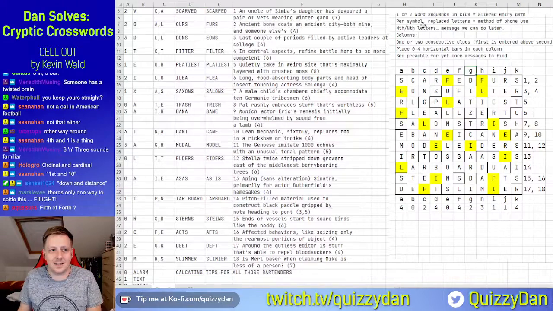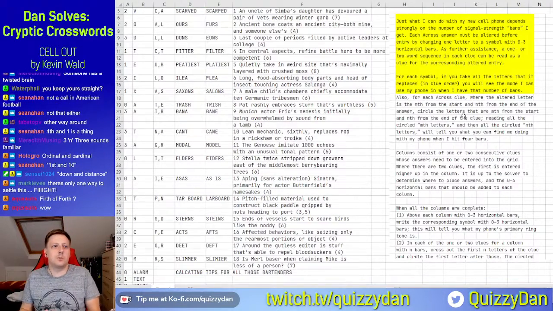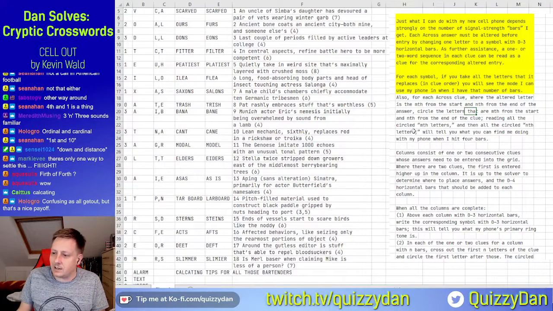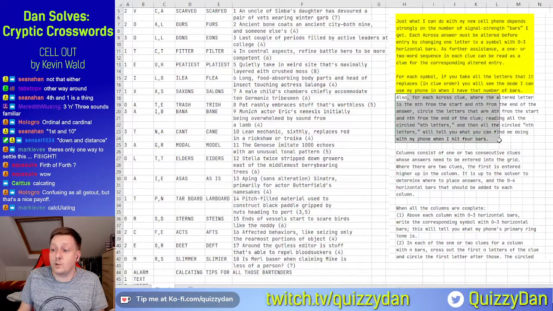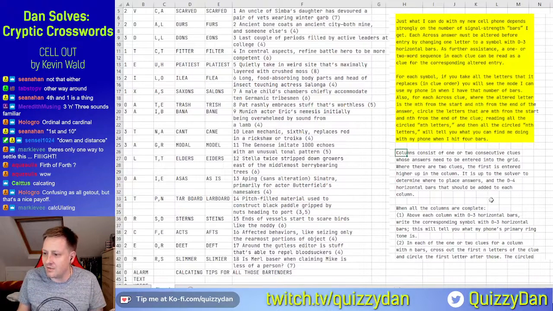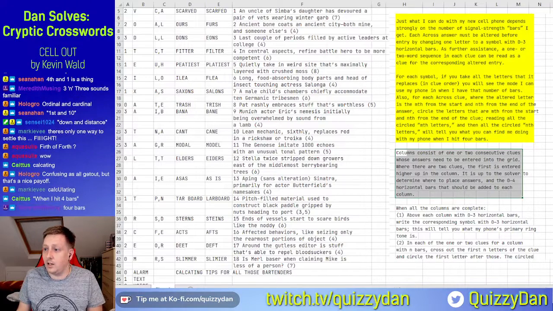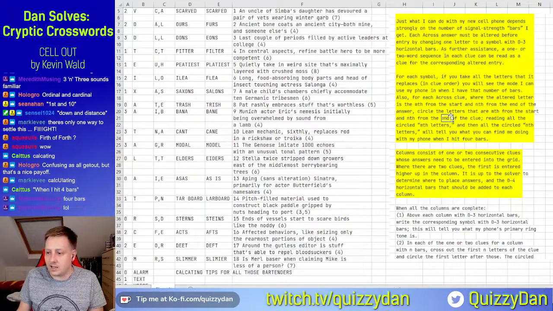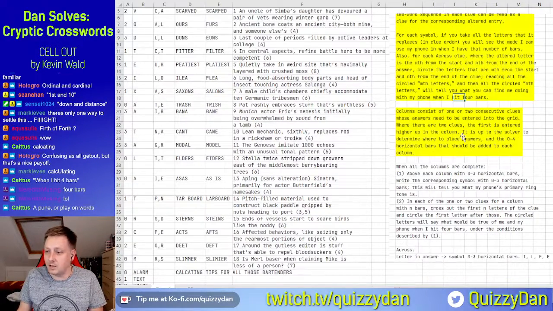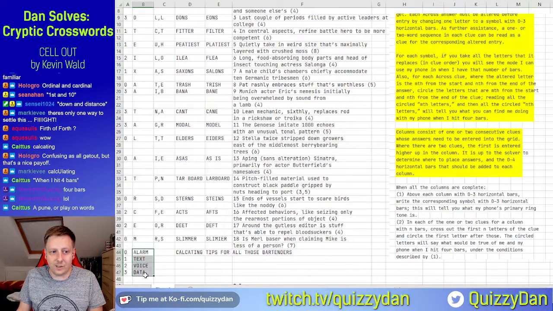What did the preamble say here? For each symbol, you will see the mode that I use my phone in when I have that number of bars. Okay. Reading all the circled letters will tell you what you find me doing with my phone when I hit 4 bars. So that's what he's doing. Columns consist of that, and then it is up to the solver to determine where to place the answers, and the 0 to 4 is, have we done it? I think we've done it. When I hit 4 bars, I'm calculating all the things. What was this about? Alarm, text, voice, data.